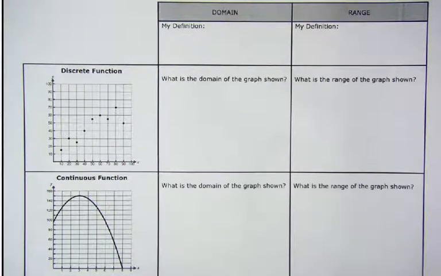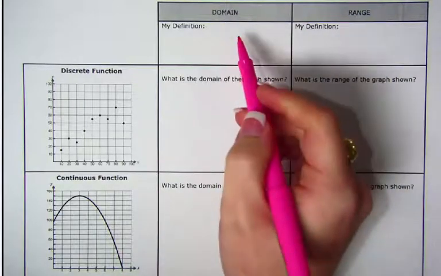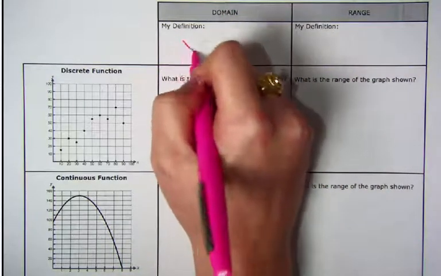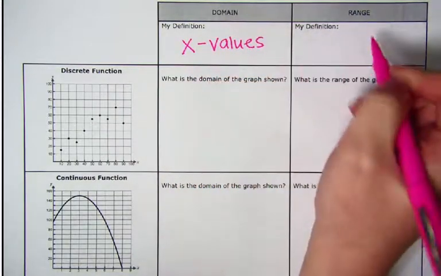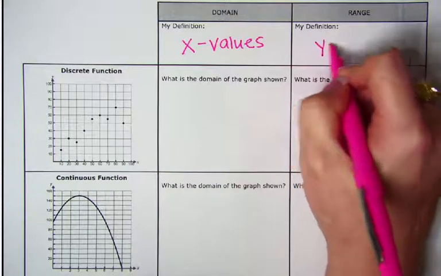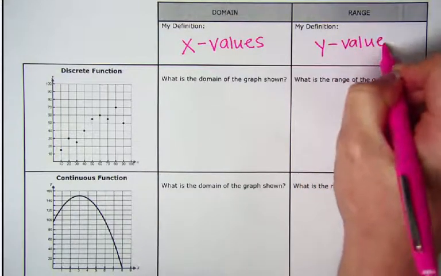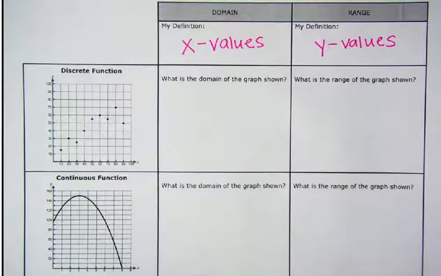So domain and range talk about possible x and y values that a certain relation or function can have. Specifically, domain represents all of the possible x values. Range represents all of the y values. A good way to remember this is D comes before R in the alphabet, X comes before Y in the alphabet. So you want D and X to be together and your R and your Y to be together.